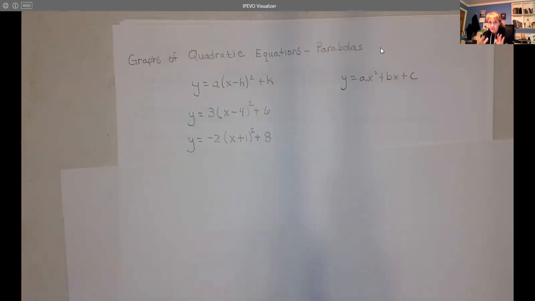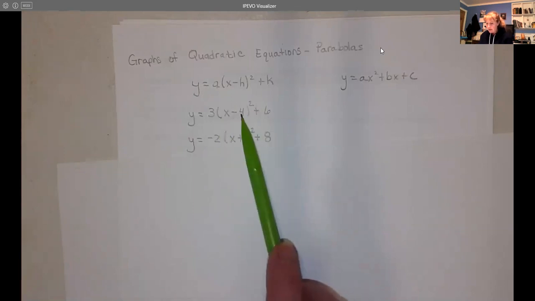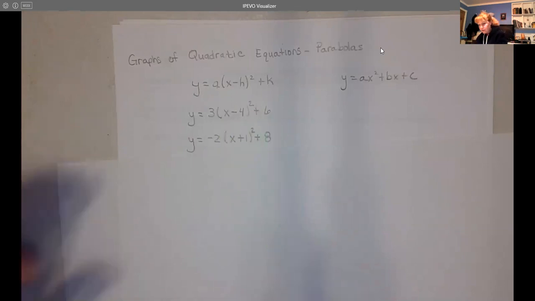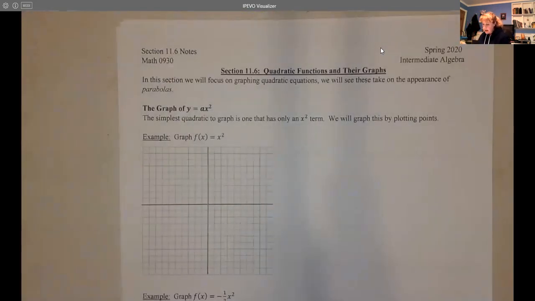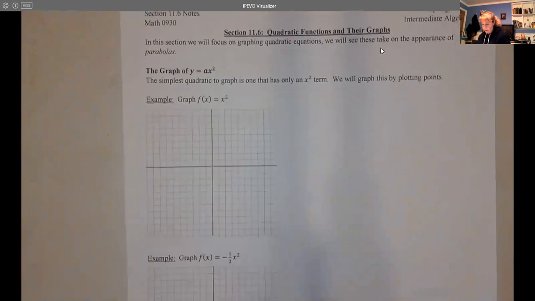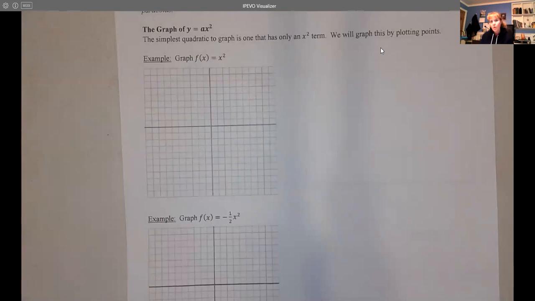What we're going to look at first is what does the A do to the graph, and then we'll look at the H and the K. To tell you the truth, the first thing we're going to do is graph a basic parabola shape, our most basic equation, f of x equals x squared. We're going to plot points just as a review of how to plot points. And then we'll look at how to use the A, the H, and the K.